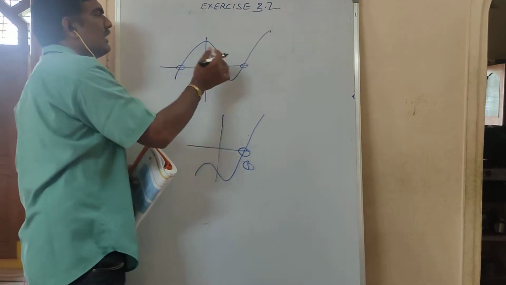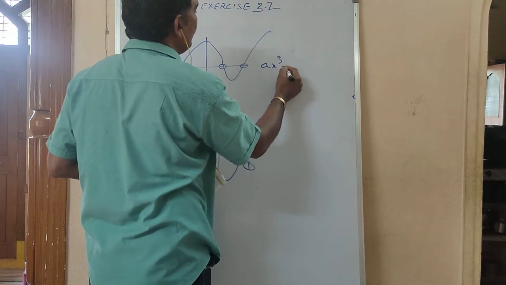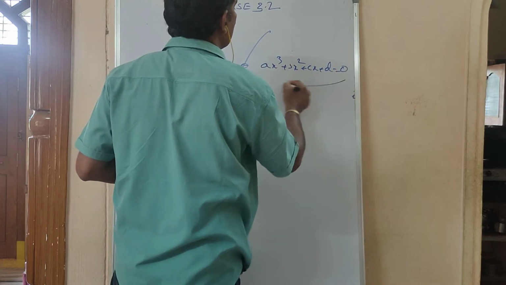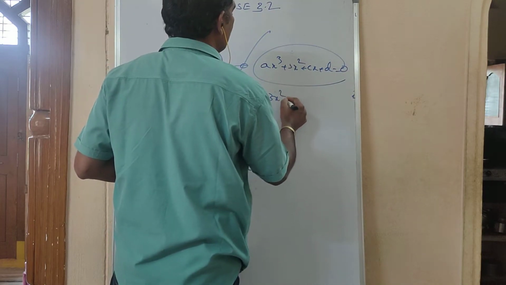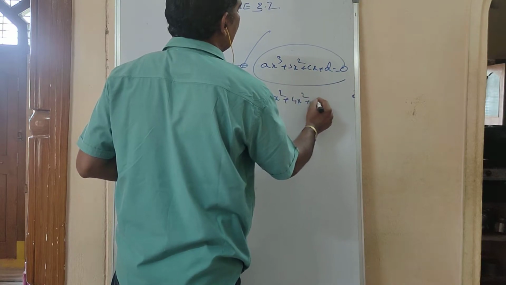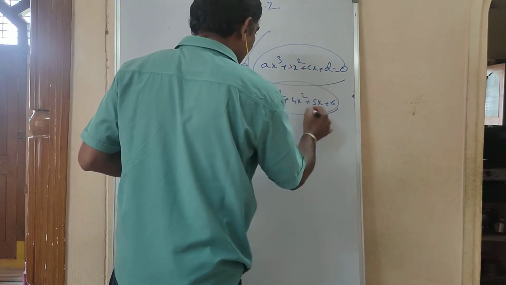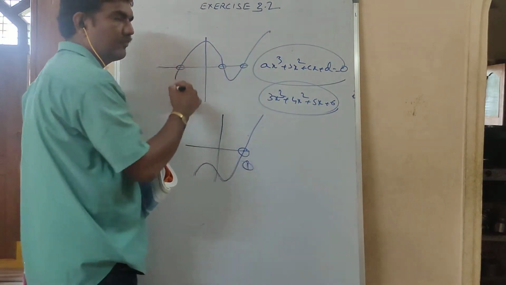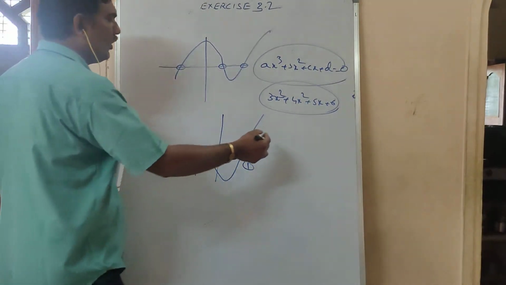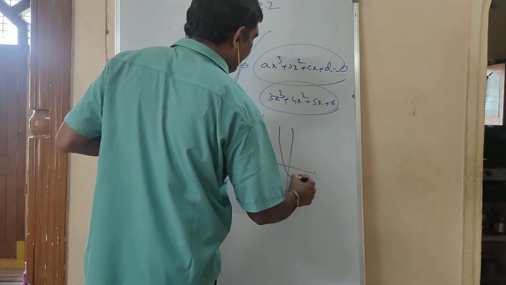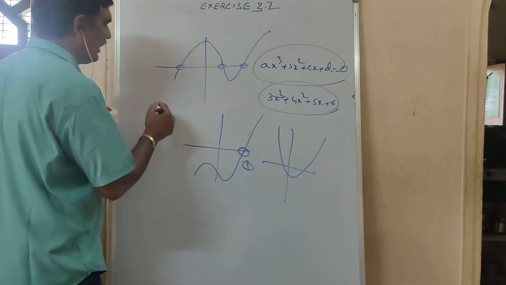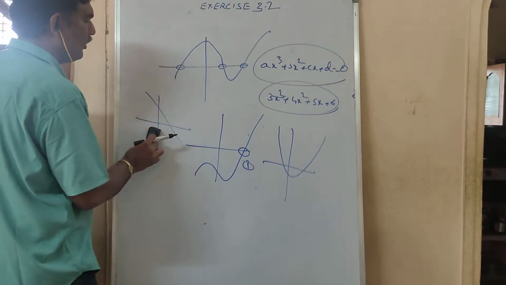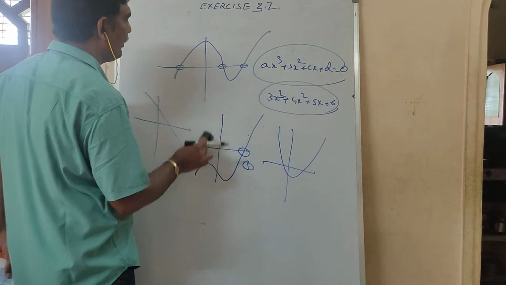This will be like ax cube plus bx square plus cx plus d is equal to 0. So, 3x cube plus 4x square plus 5x plus 6. If you draw a graph for this, it will be like this. For a quadratic polynomial, the graph will be like a parabola, like this. For a linear polynomial, the graph will be like a line. It is a linear polynomial, it is a quadratic polynomial, it is a cubic polynomial.